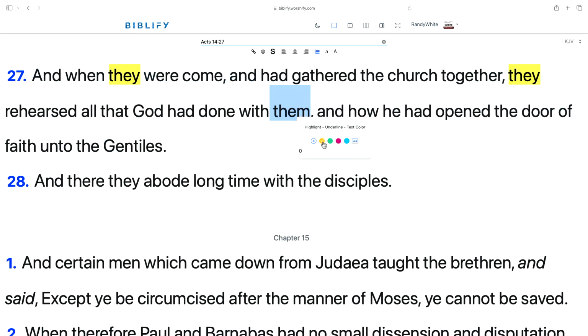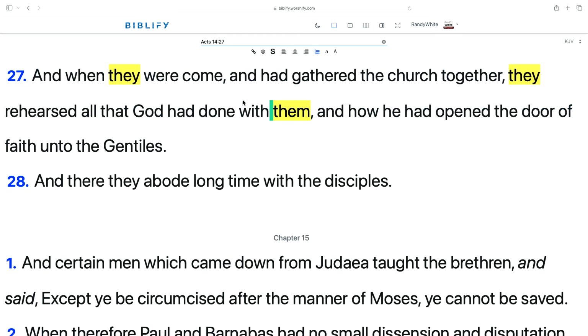Pronouns are not always easy. Let's put that in a different color, because them is obviously different from they. They rehearsed all that God had done with them. Well, I said that's different. I think it's the same thing. Let me back up there. Let's take it as Paul and Barnabas, even if we're wrong.